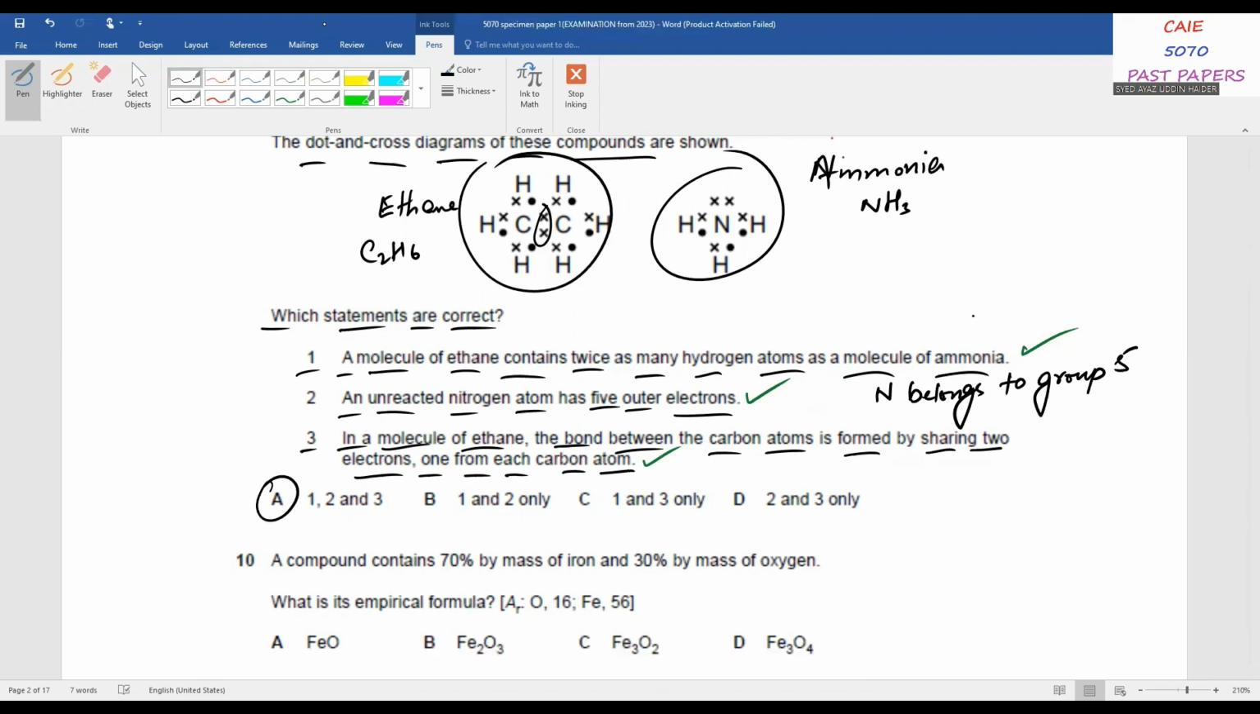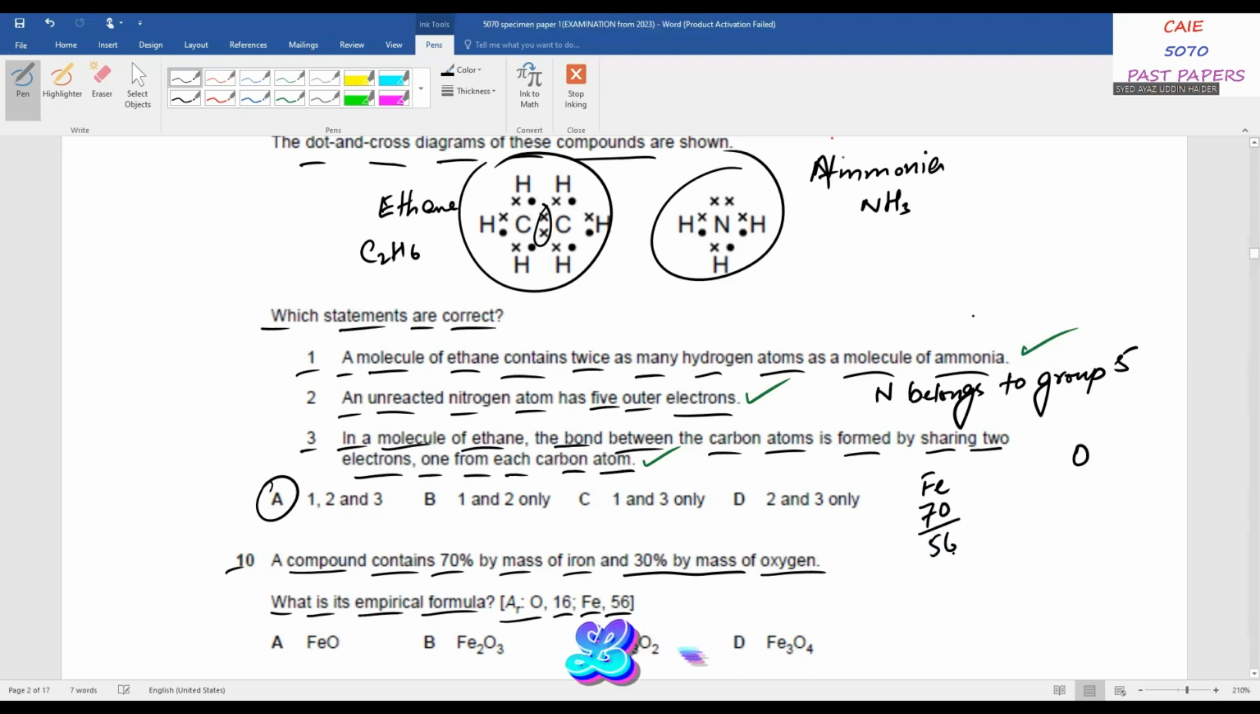Number 10. A compound contains 70% by mass of iron and 30% by mass of oxygen. What is its empirical formula? AR of oxygen is given, that is 16, and for Fe, it's 56. You know the method. Fe for iron, O for oxygen. Divide the percentage by their AR. If you divide it by 56, and for oxygen, you will divide 30 by 16.